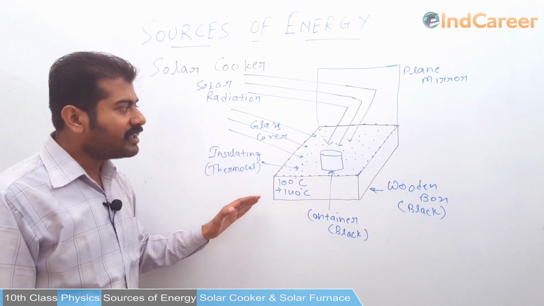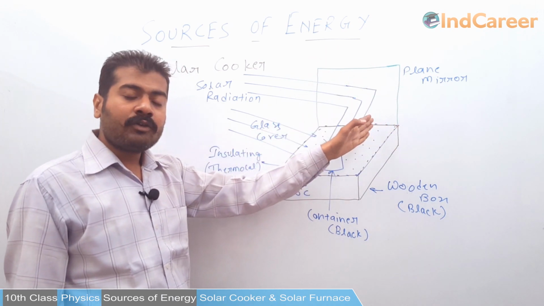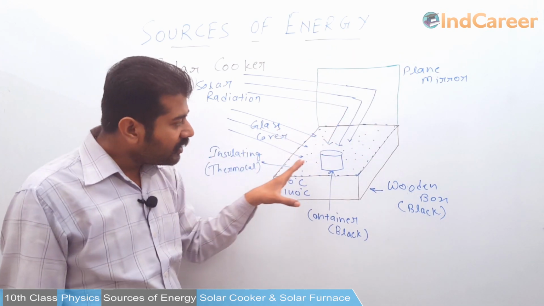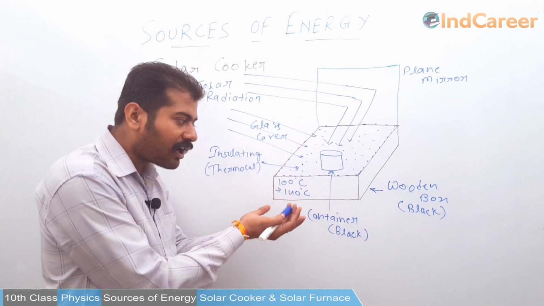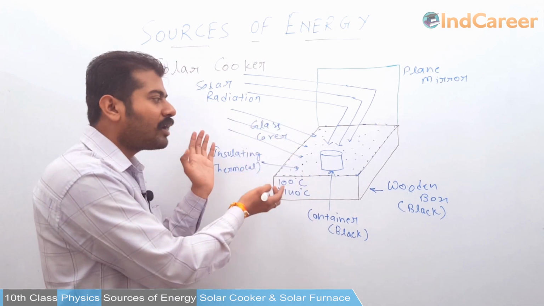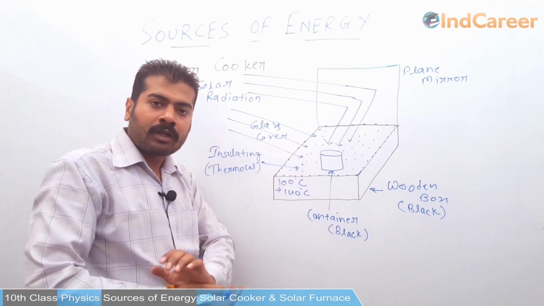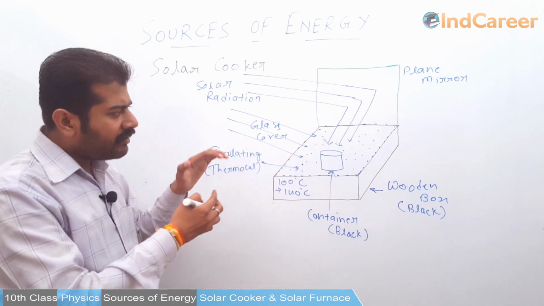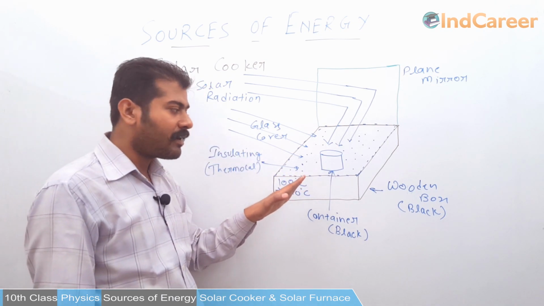But if, in the place of the plane mirror, we use a concave mirror or a glass sheet, and if we replace the box with the concave side, then this cooker will be a concave reflector type solar cooker. But in general, in the examination, most of the time the box type solar cooker is asked.